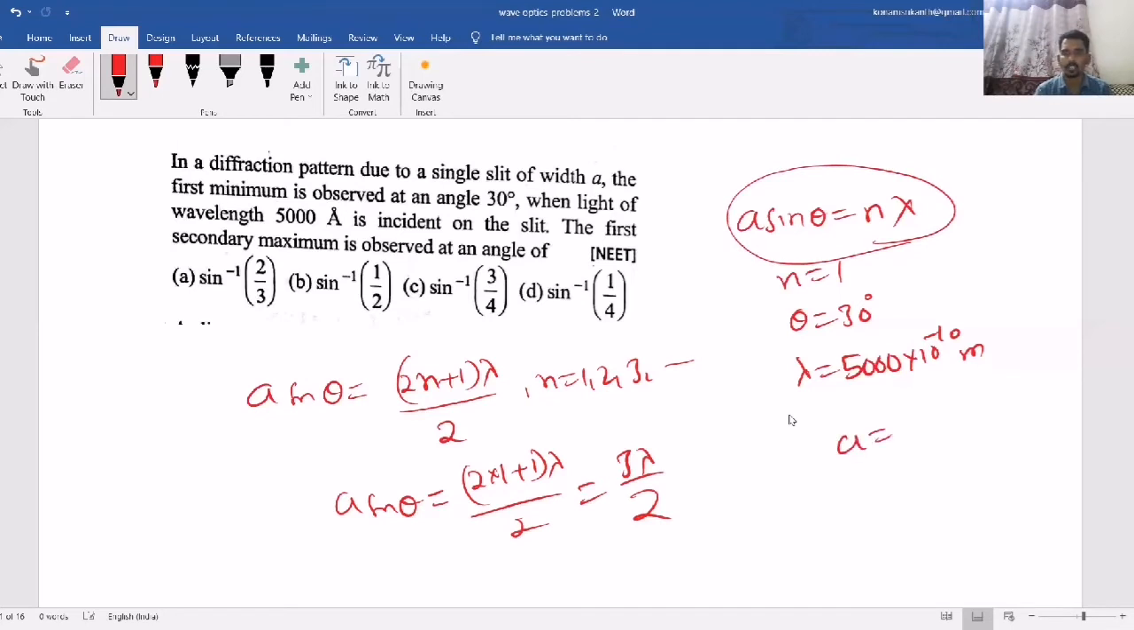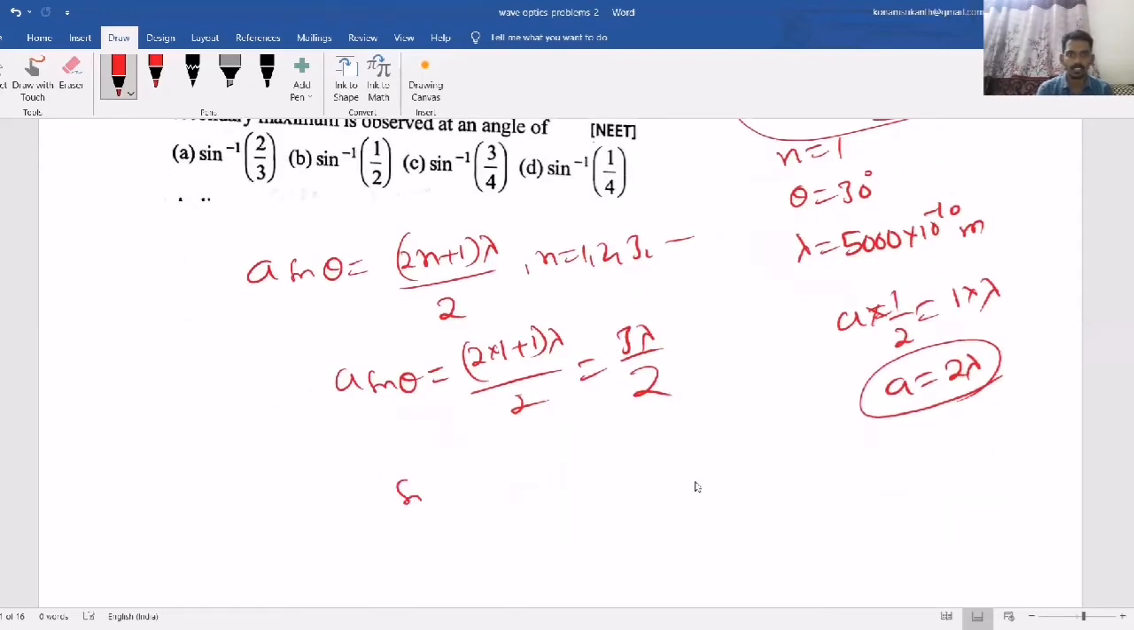Suppose this is for the minimum condition. So a into sin 30, which is 1 by 2, equal to n is 1 into lambda. So a equal to 2 lambda according to the first condition. Now you substitute here. For the first secondary maxima, a sin theta is 3 lambda by 2. A I will bring here, so 3 lambda by 2 into a is 2 lambda, lambda cancels. So 3 by 4. So what will the answer be? Sin inverse 3 by 4.